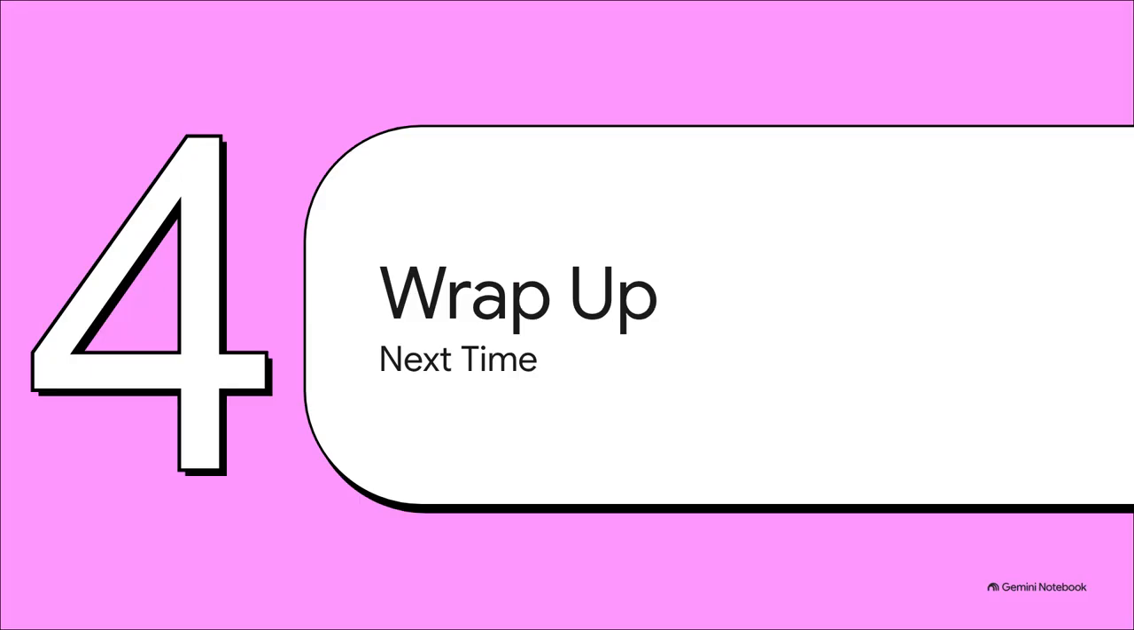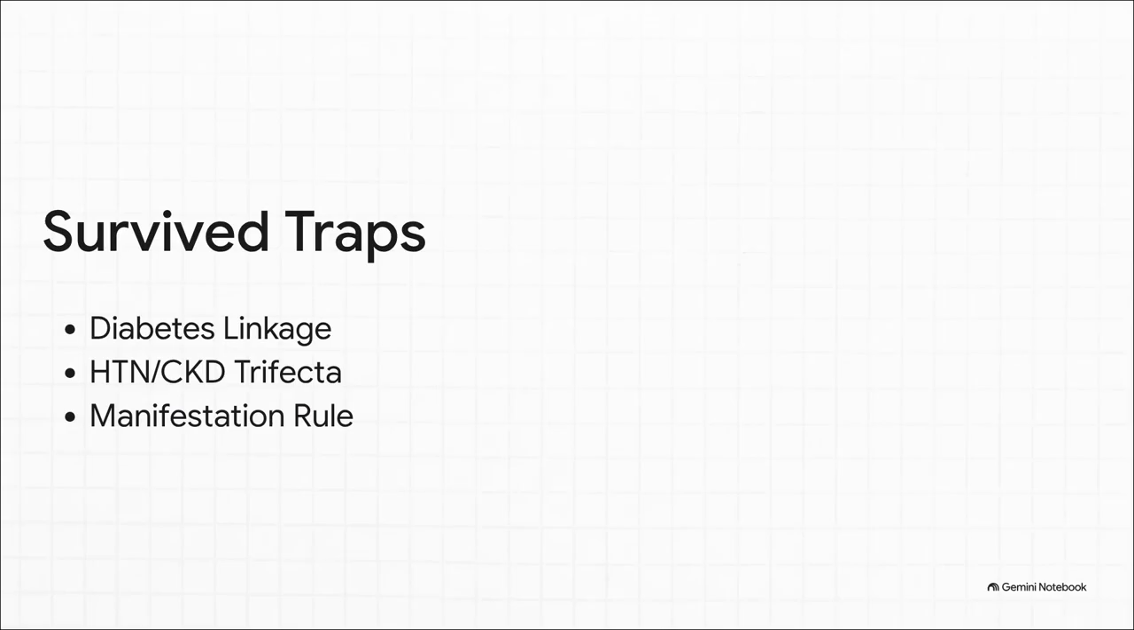Finally, Section 4, wrap up and next time. Let's shift into rapid-fire review mode to solidify what we just covered. So the crucial point is that you now have the exact tools to survive 3 of the most brutal distractor traps on the board exams. You know to automatically assume the linkage when you see conditions under "with" for diabetes. You know to look for that mandatory category I-13 combination code for the HTN, CKD, and heart disease trifecta. And you know to instantly eliminate any option that puts a bracketed manifestation code in slot 1. You are officially operating with board-level mastery.